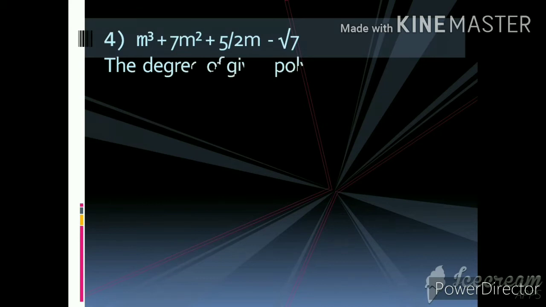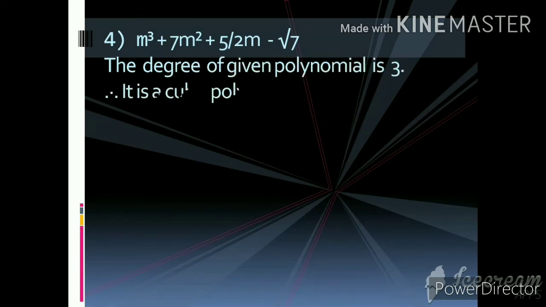Question number 4. M cube plus 7m square plus 5 upon 2m minus root 7. Here children, the degree of the variable is 3. It means it is a cubic polynomial. The degree of the given polynomial is 3. Therefore, it is a cubic polynomial. Question number 5 and 6, do yourself.